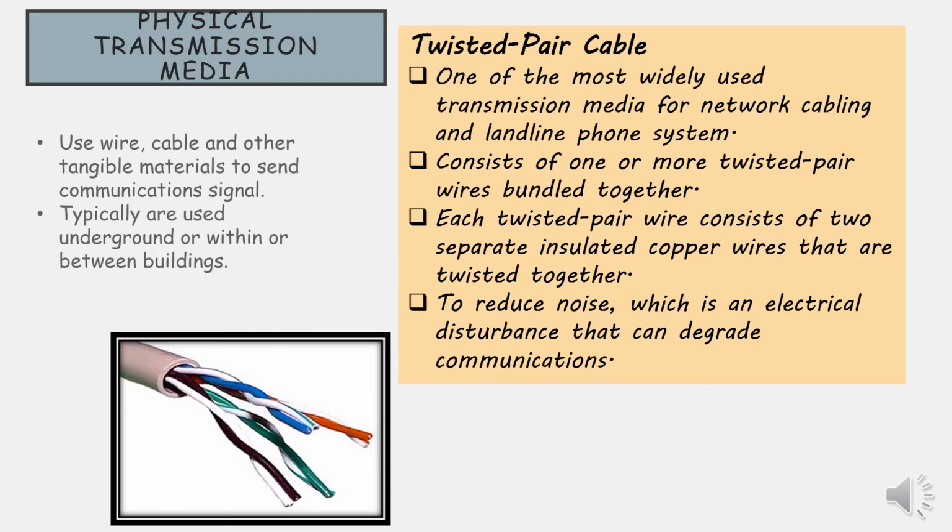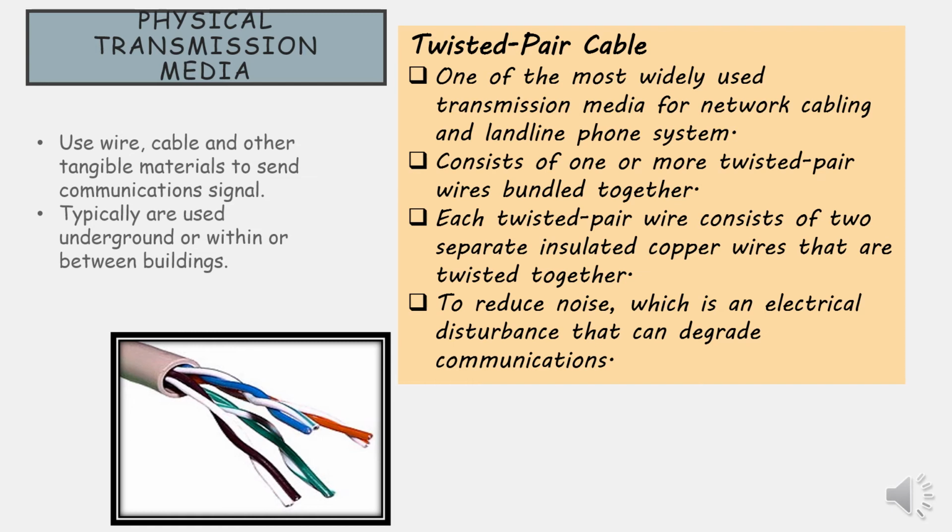There are two types of transmission media, which are physical transmission media and wireless transmission media. Physical transmission media use wire, cable, and other tangible materials to send communication signals. These wires and cables typically are used underground or within or between buildings. There are three physical transmission media.